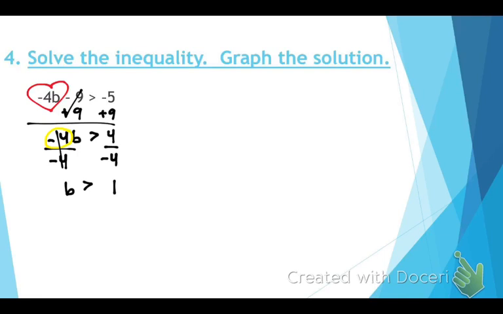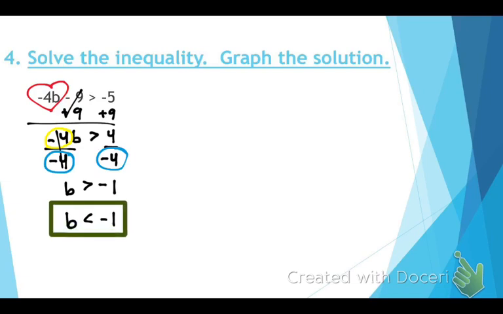A positive or a negative? Negative. It would be a negative. Any questions so far? Yes, ma'am. Okay, yes, that's the next step that we would do. If the last thing you do is multiply, or in this case, divide by a negative number on both sides, then you must flip the symbol.